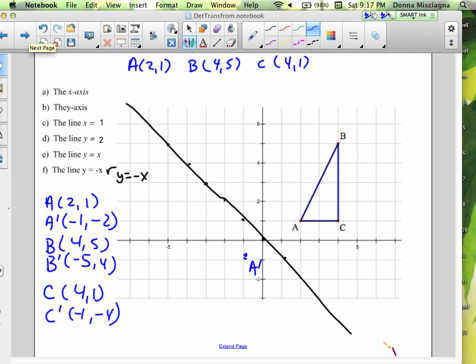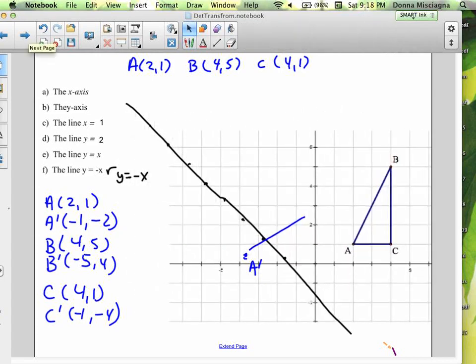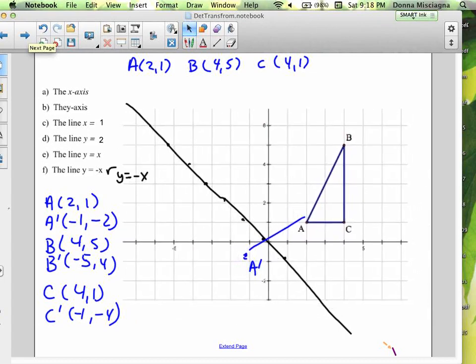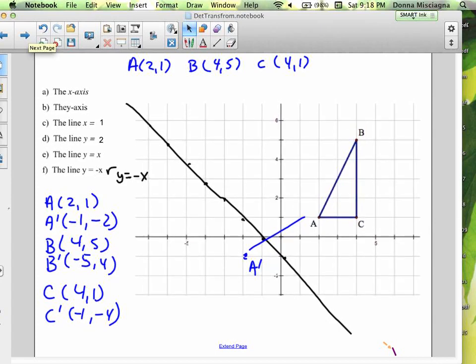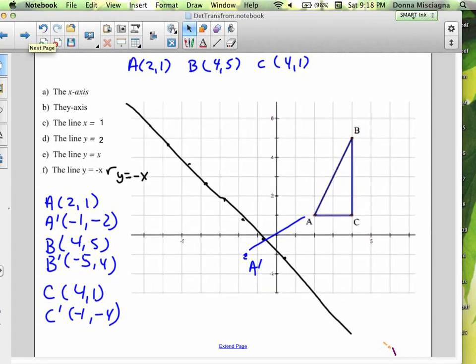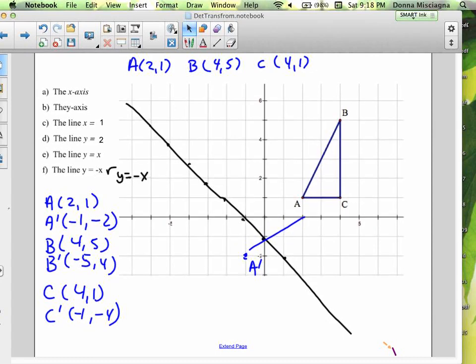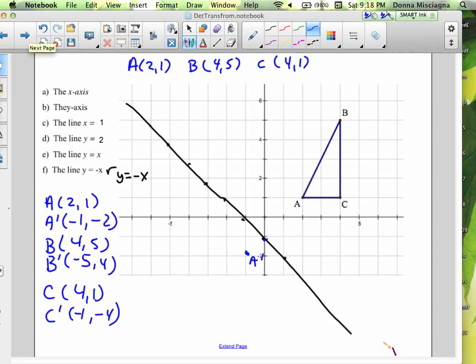So notice if we connected those, see how it's perpendicular. Well, if I could draw a straight line, whoops, I did not mean to do that. So that was at -1, -2. There we go. Let's not mess with it. All right, let me just fix that. Right there is A prime, and let's get B prime up there.